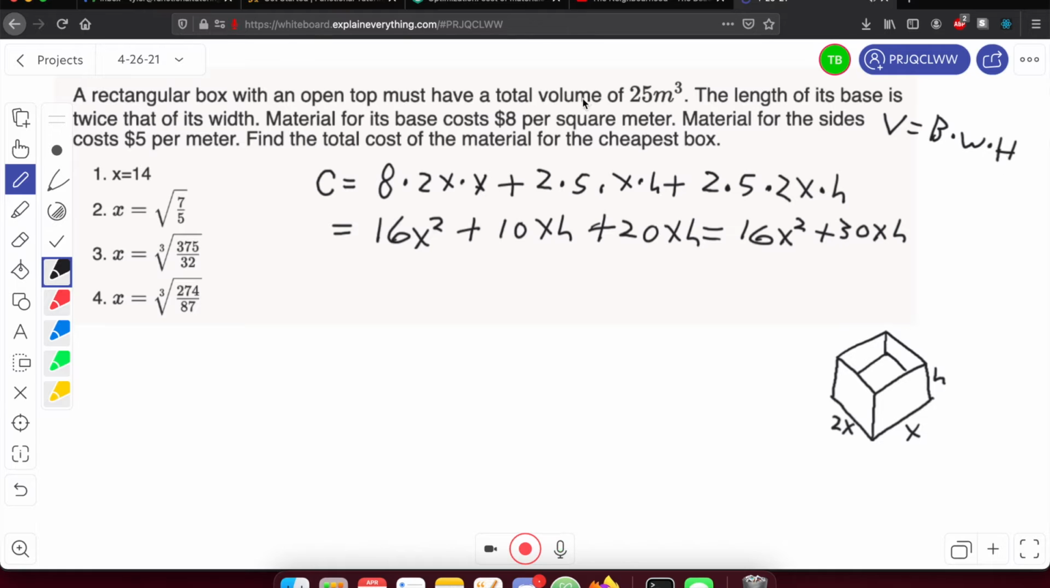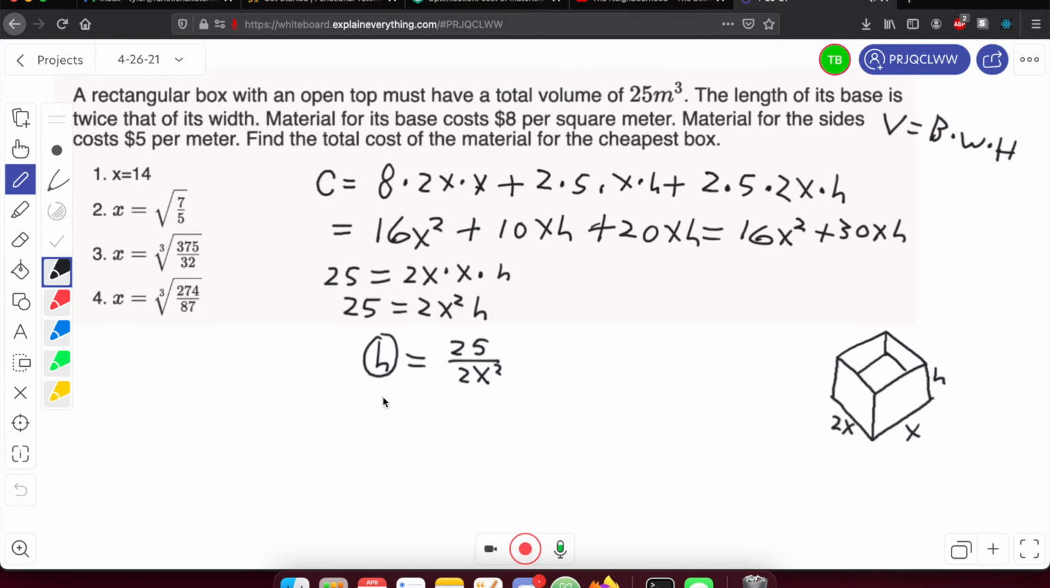And since the total volume is 25 cubic meters, we know that 25 is going to be equal to 2x times x times h. And so we're going to have 25 is equal to 2x squared h. And so h is going to be equal to 25 over 2x squared. Now we can take this h value here and substitute it into our equation.